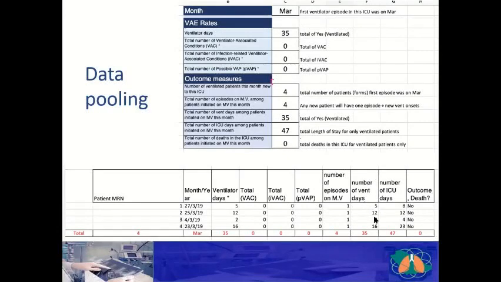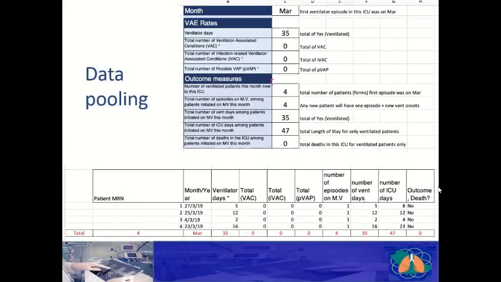Number of ventilator days, this is for outcome measures. It asks the same question as for the VAE: how many days was this patient on the ventilator? And you can see here it's the same, 35. And the total number of ICU days, the length of stay for all of the patients who started on the ventilator during March, is 47.